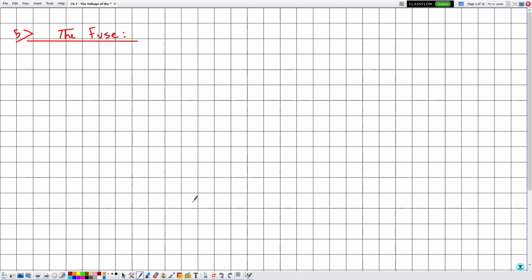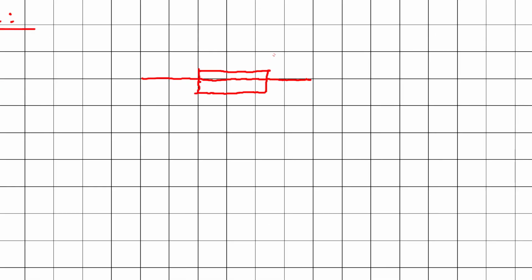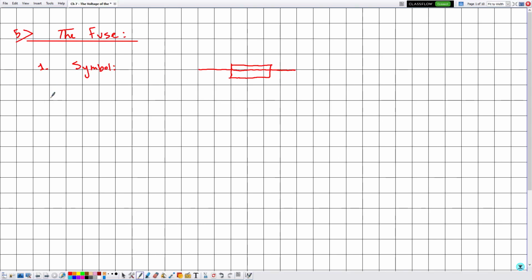Let me give the symbol of the fuse, then idea number 1. So this is the symbol of the fuse. It is identical to that of the resistor, but in the middle we have a wire. So what is the fuse?